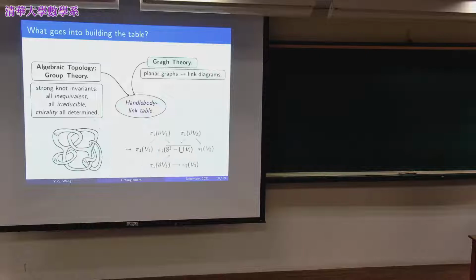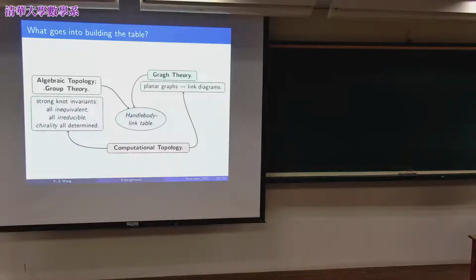We have to consider a diagram of the fundamental group. And using this, we can construct some computable invariants that are able to distinguish all the handle-body links in the table and even determine their chirality. Okay. But the computation load is heavy, so we need computational topology to come into play. We have to implement the algorithm into code in order to run it on a computer. All right, so that's about classification.